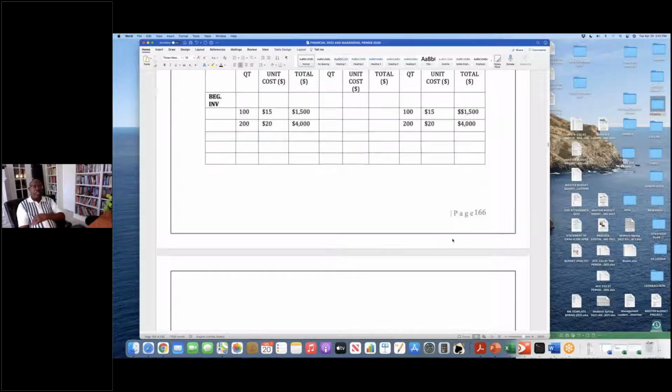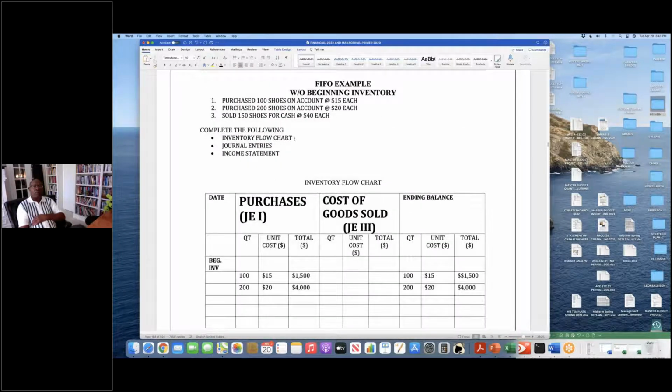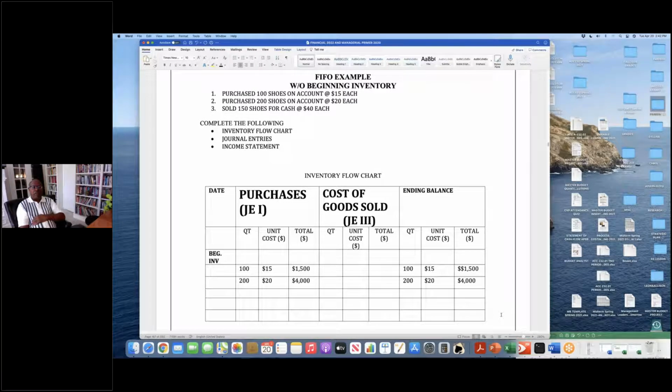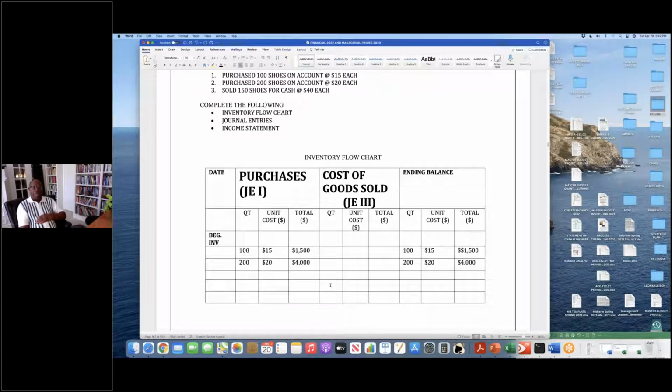Then it says that we sold 150 pairs of shoes at 40. We sold 150 pairs of shoes. So we got them moving in this column, 150 pairs of shoes. And first in, first out, we're going to bring these in first. Okay, we'll put those in here. So all of those are gone.